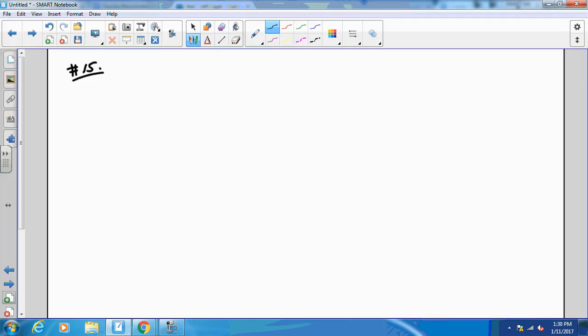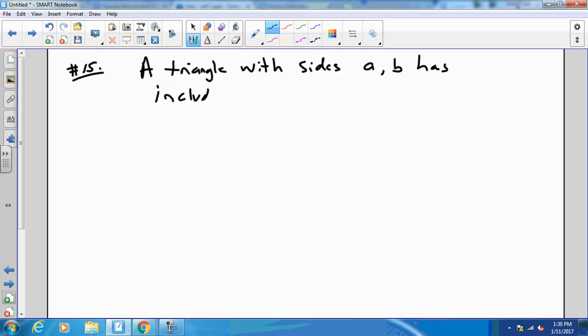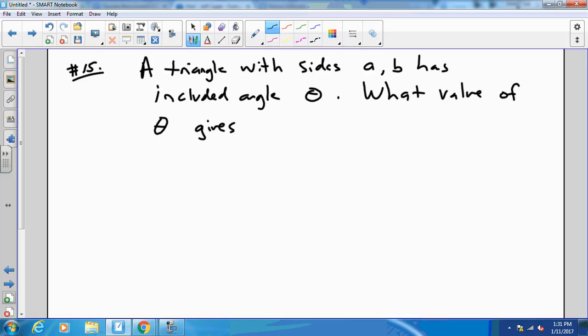And in number 15, we have a triangle with sides A and B that has included angle theta. What value of theta gives the triangle maximum area?